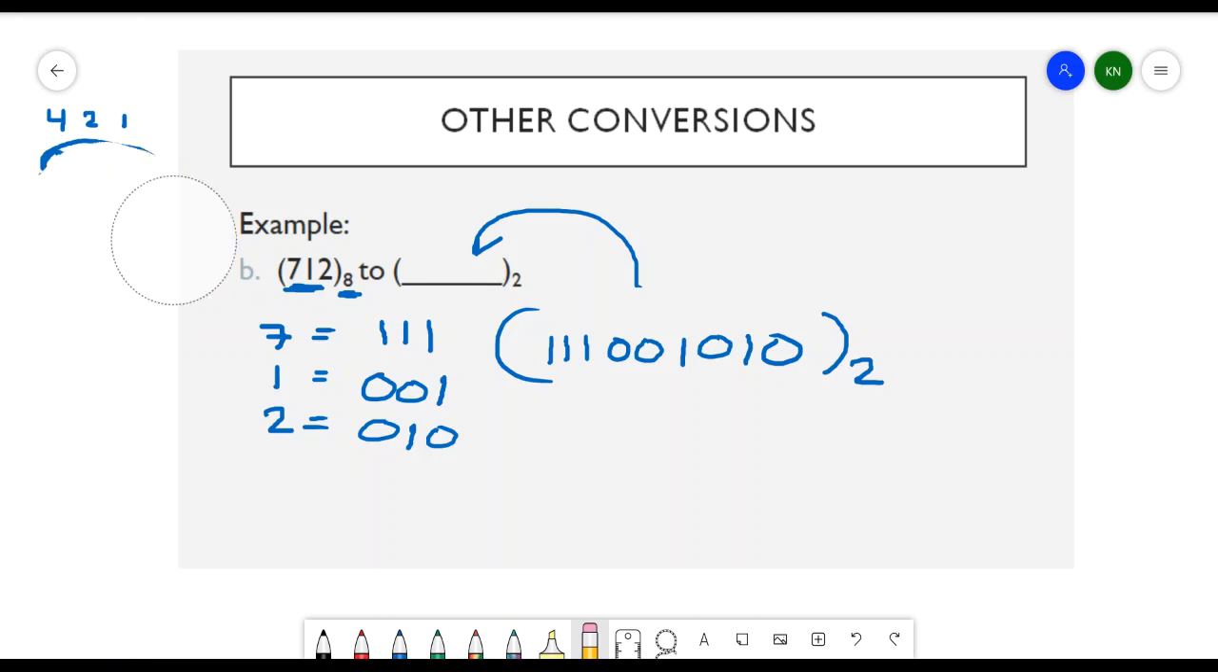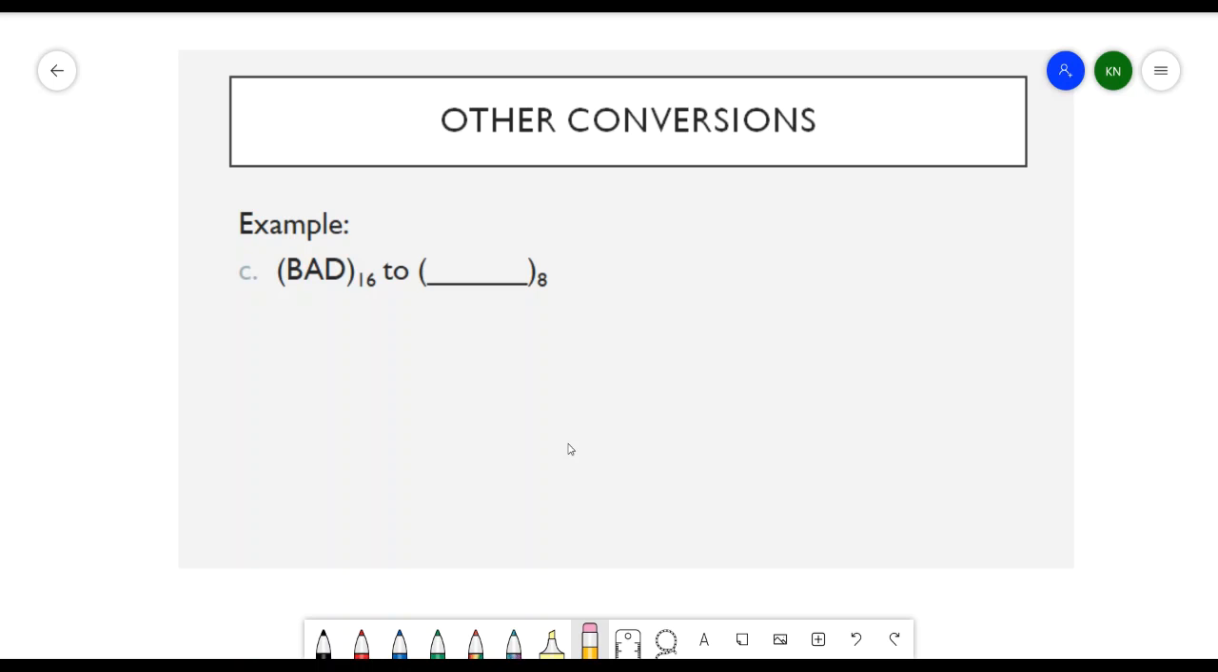Okay? So next example, we have another example here. We have hexadecimal to octal. So what should we do? For this one, if we are converting hexadecimal to octal, we need to convert this one first into binary, and after we convert that to binary, that's the time we can convert that to octal. Okay, there's no shortcut. So again, you need to convert hexadecimal first to binary before you go to octal.